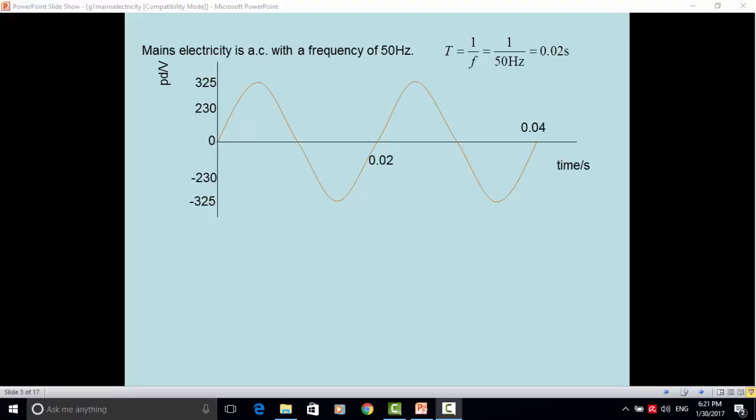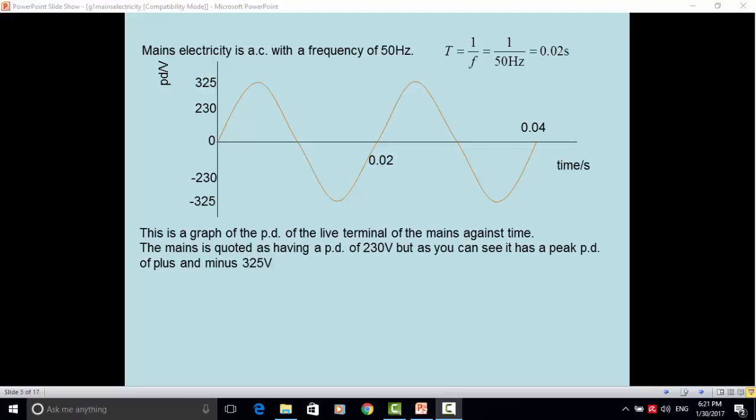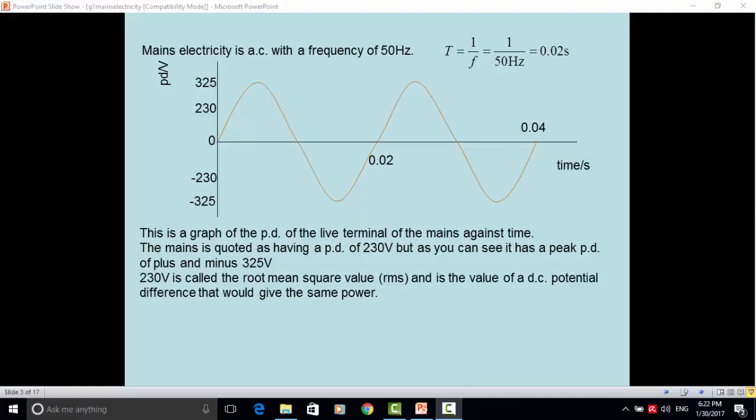Here we have a graph of potential difference against time, and this line is showing the potential difference of the live terminal of the mains. The mains is quoted as having a potential difference of 230 volts around here, but as you can see, it has a peak potential difference of plus 325 and minus 325 volts. The 230 volts is called the root mean square value, or RMS. It's the value of a DC potential difference that would give the same power. You can imagine that the voltage above 230 volts here could fill in the gap where the potential difference is below 230 volts here.